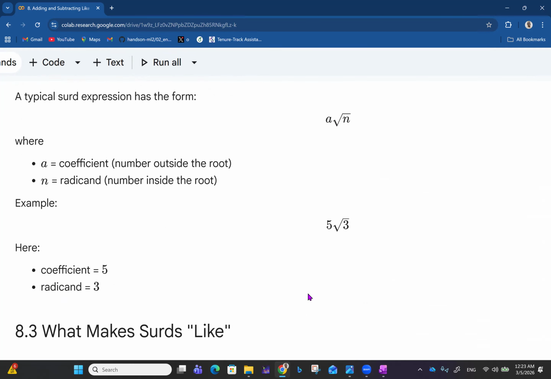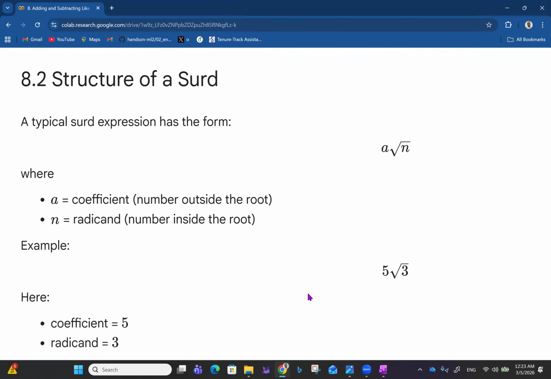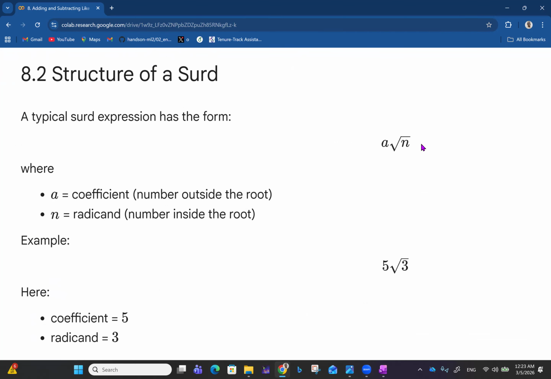So we then move on to the structure of a surd. A typical surd expression has the form a root n, where a is the coefficient, that is the number outside the root, and n is the radicand, that is the number inside the root. So we have a coefficient and a radicand. And of course, we have the radical, which is the square root sign. An example is 5 root 3. So the coefficient is 5, the radicand is 3, and the radical is the square root sign like that.